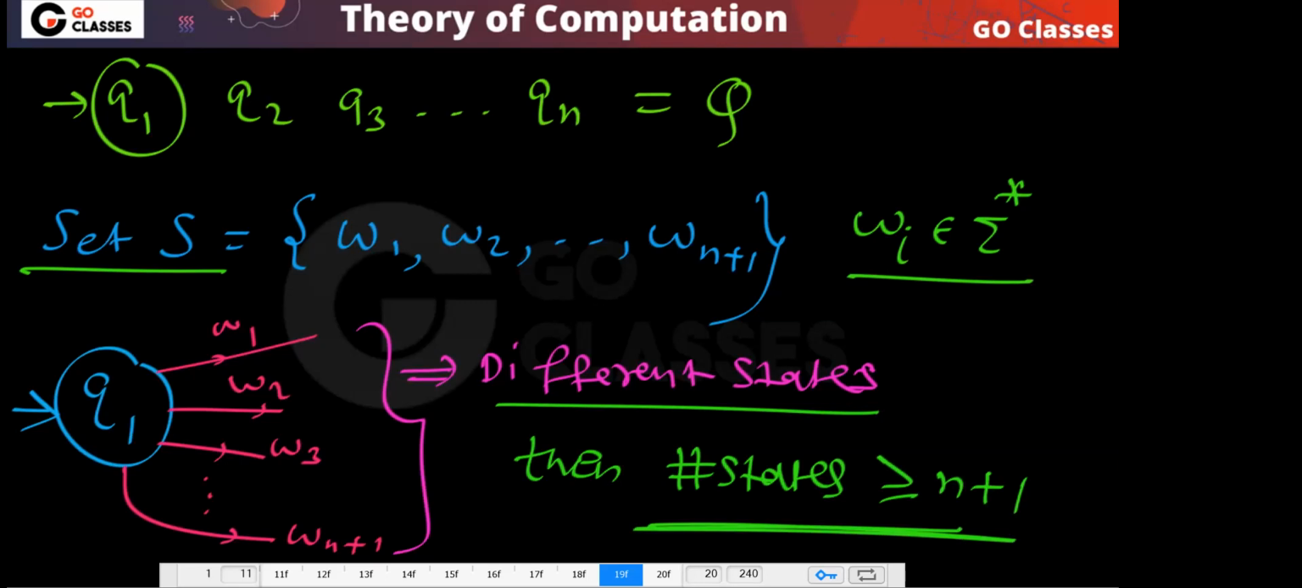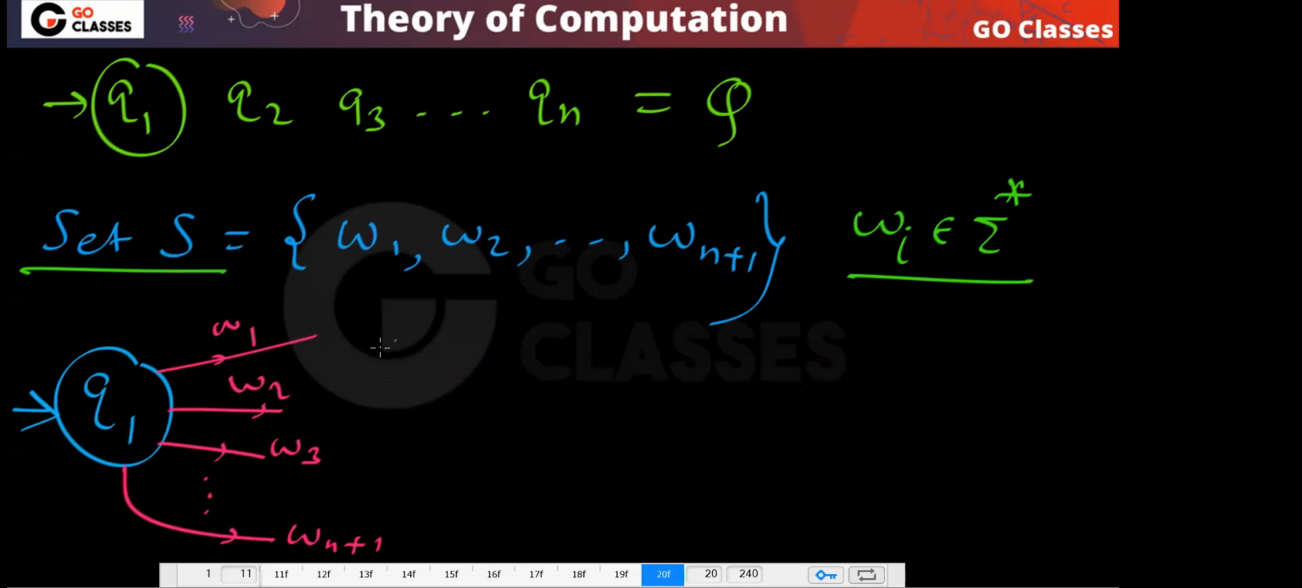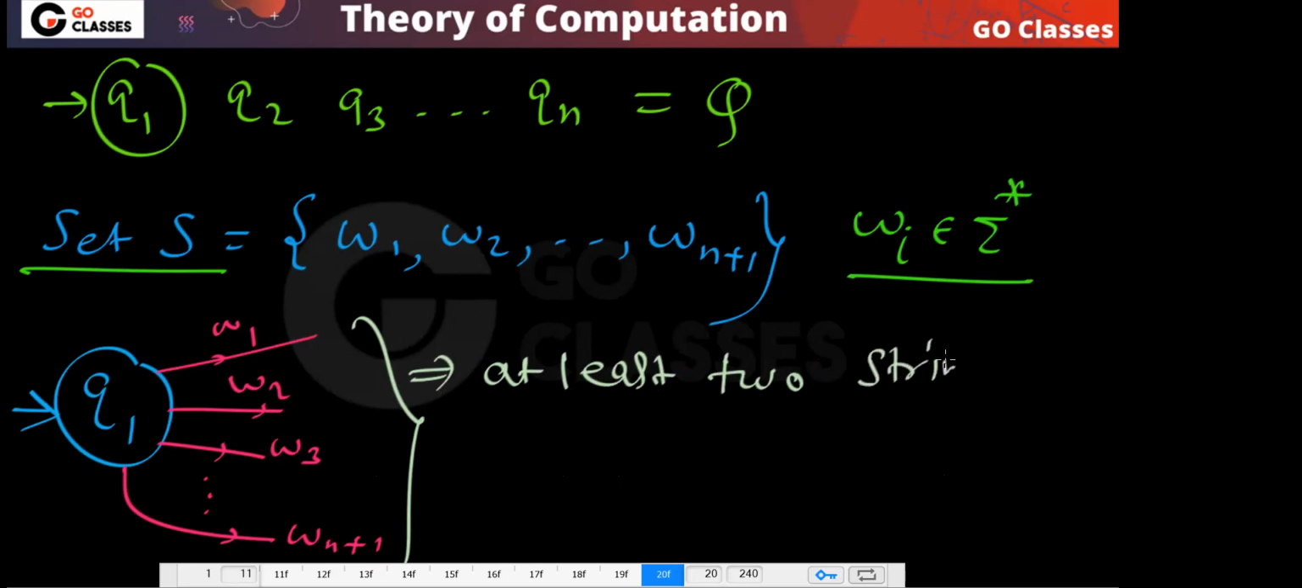So it cannot happen. So I can say at least 2 of them will go to the same state. Yes or no? At least 2 strings of S will go to the same state.